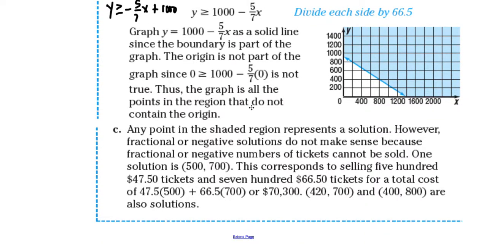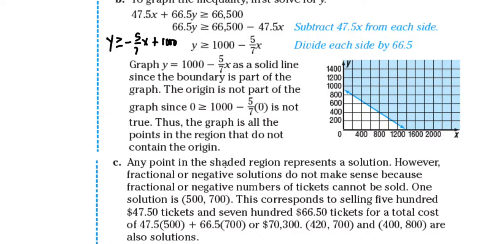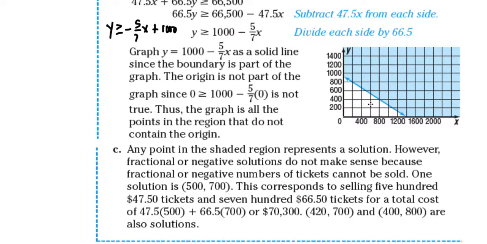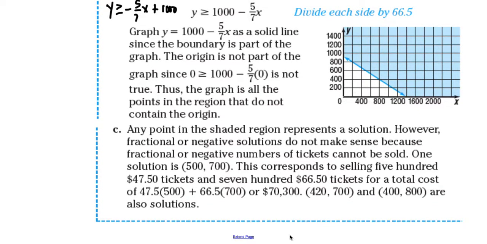And in letter C, it's asking to list 3 possible solutions. So basically all you need to do is find any point on this side of our half plane, and that is a solution of our inequality. So we have 3 solutions that we found, 500 and 700, because when we substituted these two values, it's on the right side of our half plane. That makes our inequality true. We also found 420 and 700, and 400 and 800 are also possible solutions.